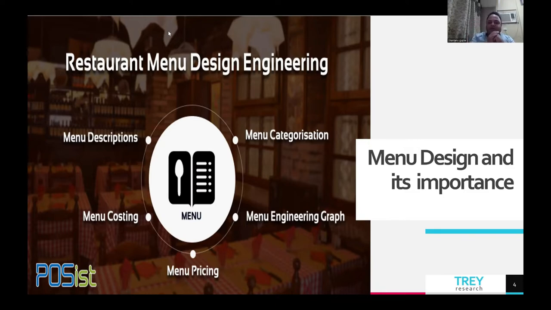And menu engineering graph, this is something that we will look at in the later slides, what we are going to talk about. Menu pricing, which is definitely a part of costing. So your menu pricing can only be arrived at correctly if you know your costings well. So let's move ahead.